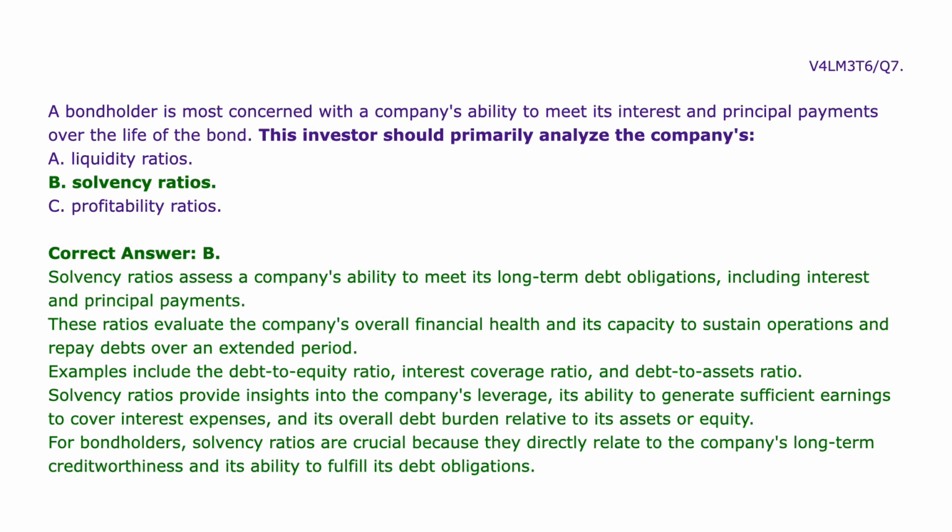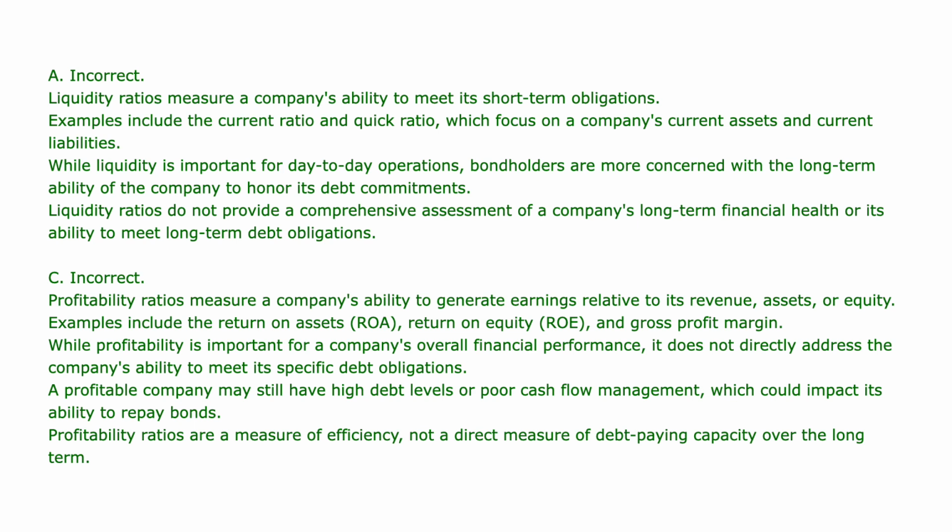Solvency ratios directly measure a company's ability to meet long-term debt obligations, including interest and principal payments. This makes them the most relevant for bondholders concerned with creditworthiness over the bond's life. Illiquidity ratios focus on short-term obligations, not long-term debt repayment. C. Profitability ratios measure efficiency and earnings, but do not directly assess the ability to repay debt.